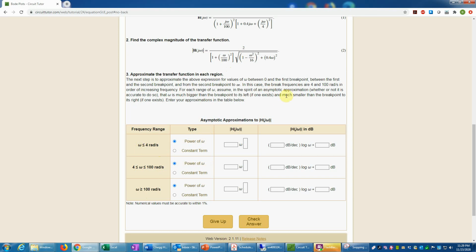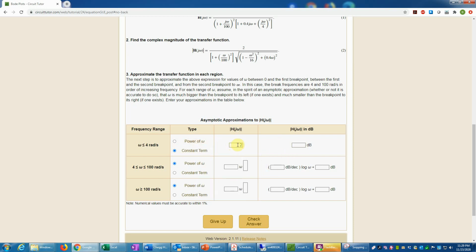Now if omega is much less than 4 here, well, then this is basically omega over 4 quantity squared, if you will. So that, again, is going to be very small compared to the 1. So we're just going to have the 1 here, and basically that's also going to be negligible in this case. And so what that boils down to is we're just going to have a 1 here. So we basically are just going to get 2 in this case. And so I'm just going to use the radio buttons here to select a constant, since it doesn't need a power of omega, and just enter a value of 2 there.